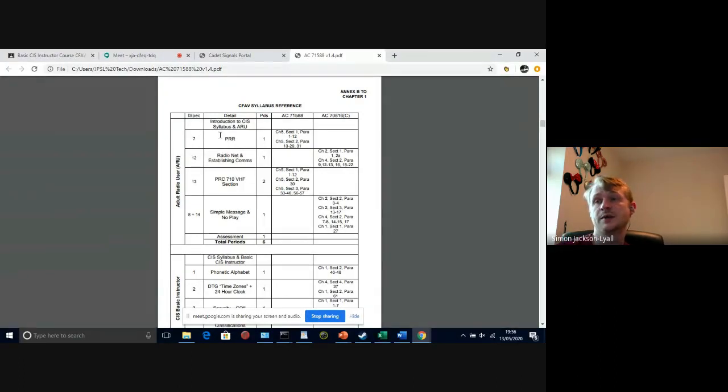So you can see that we give them an introduction to CIS, and then we give them the PRR, radio net and establishing comms. So what's a net? How do you establish comms? The 710 and simple messaging and no play. So it's enough to get them operating and effective on the radio, and you can deliver that in 6 periods. So it's fairly quick to deliver.